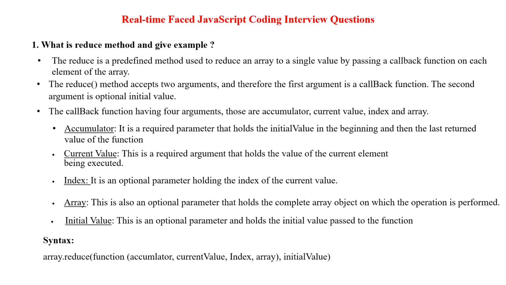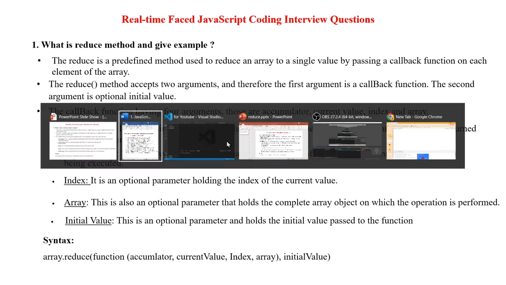The syntax is the target array, then the reduce method. In that we have a callback function and an initial value. In that callback function we have four arguments: accumulator, current value, index and array. You can answer this question like this. Let's see an example for this.